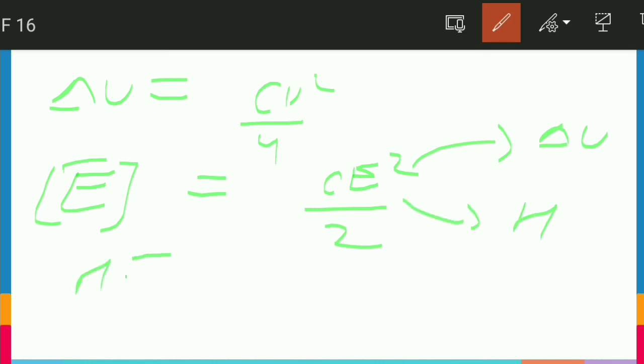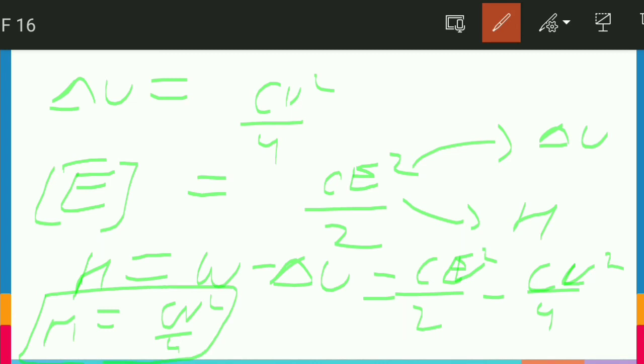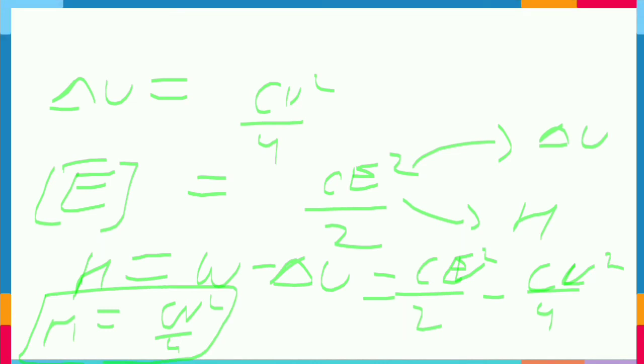It has gone nothing but to develop heat. So heat we can find: work done minus delta U by energy conservation. Work done, we have seen, is equal to CE square upon 2, and the increase in potential energy is CV square upon 4. So H, we have seen, comes to CV square by 4. So this is our second part. Friends, I hope these two parts are clear to you, so that we can move to the next question.